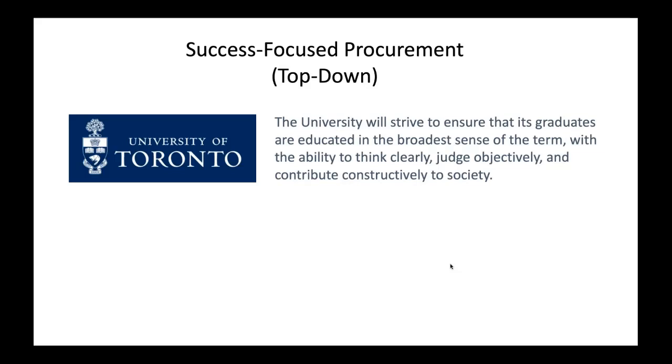So specifically, what I'm suggesting is that we have what I would call a success-focused procurement, something that's more top-down versus bottom-up. So we all have, here's the University of Toronto, we all have some notion about our mission, right? What we want to do for students, what we're engaging to do. So the university will strive to ensure that its graduates are educated in the broadest sense of the term, with the ability to think clearly, judge objectively, and contribute constructively to society.